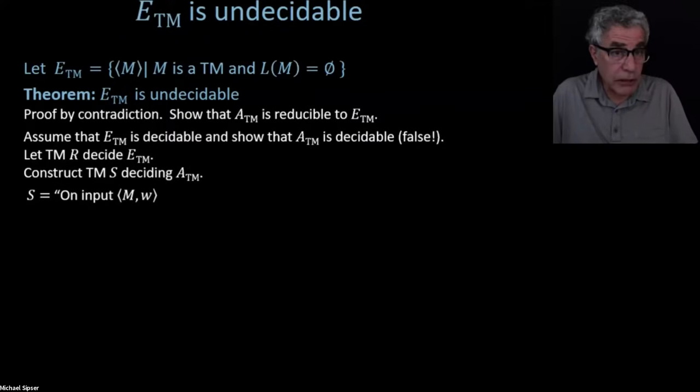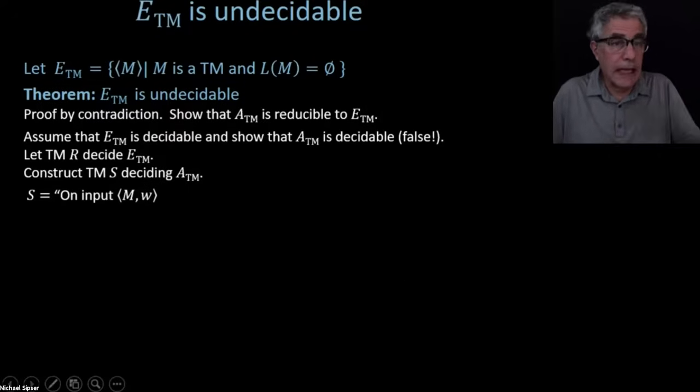Now we take that modified machine and feed it into the emptiness tester. Now the emptiness tester is going to give us the information we're looking for. Because if the emptiness tester says the modified machine's language is empty, we know that M is not accepting W, because we haven't changed how M behaves when it's given W. But if R says the language is not empty, then it must be that M is accepting W, because we've already filtered out all of the other possibilities when we modified the machine.